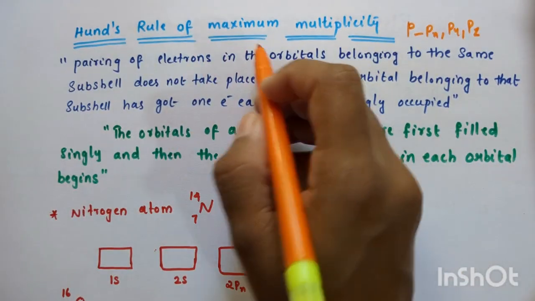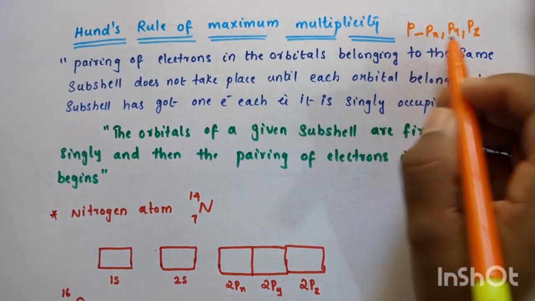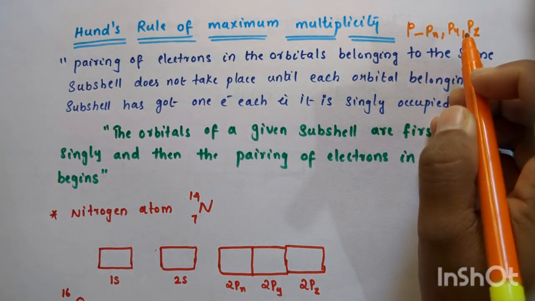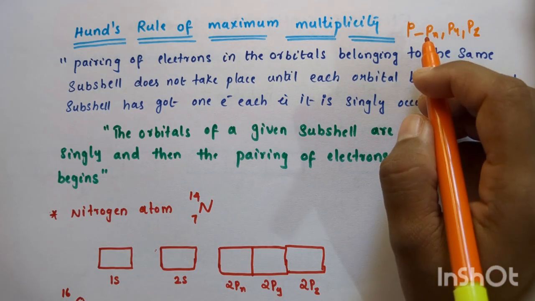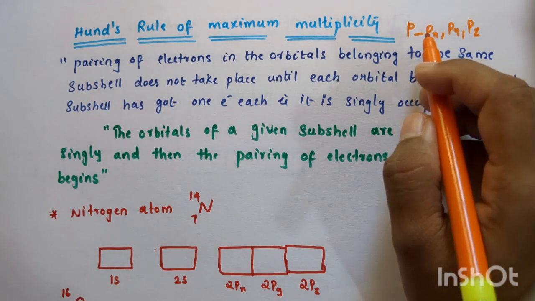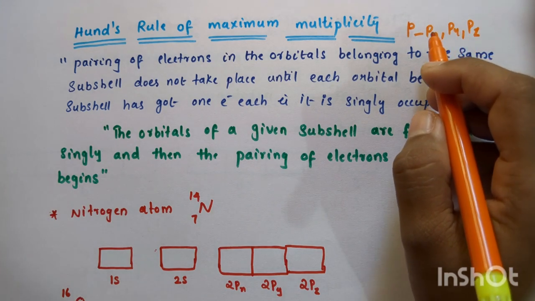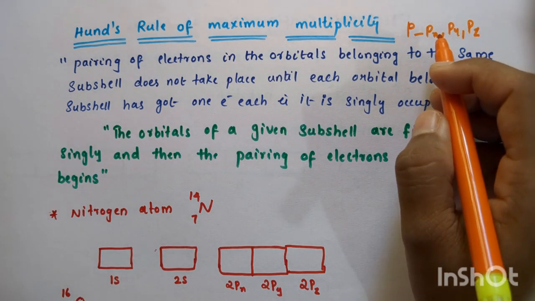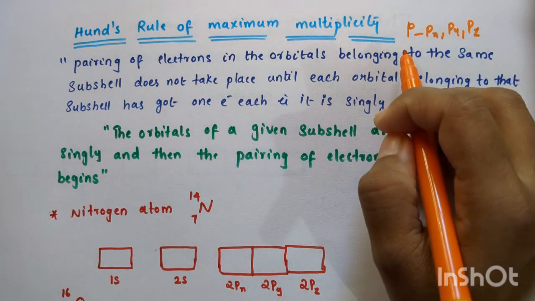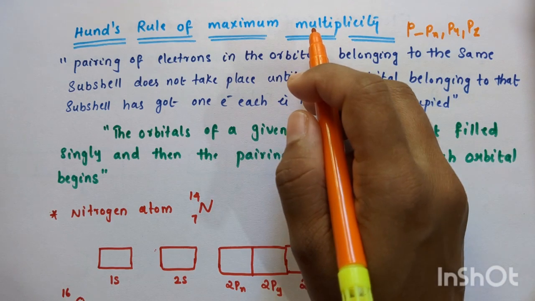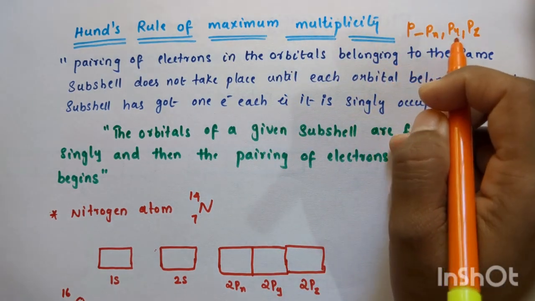So, Hund's rule of maximum multiplicity deals with the filling of electrons into the orbitals belonging to the same subshell. That is, if electrons are there to fill into the p subshell, it has to fill px first, then py, and after that pz. Because px, py and pz have equal energies. All the 3 are degenerate orbitals. So, Hund's rule of maximum multiplicity gives an idea about how electrons are to be filled in degenerate orbitals.